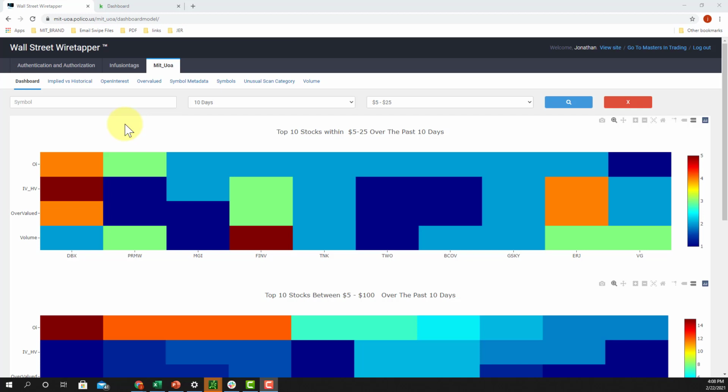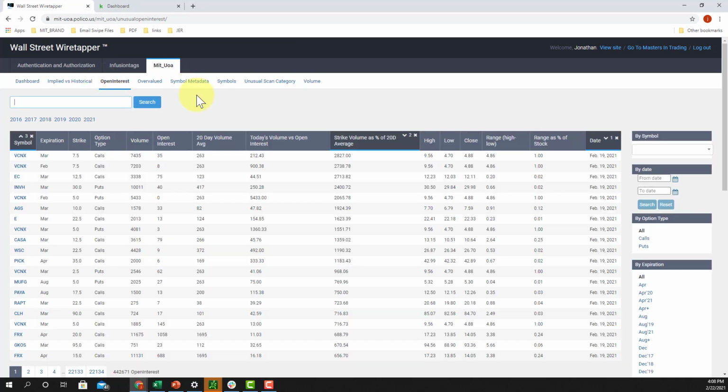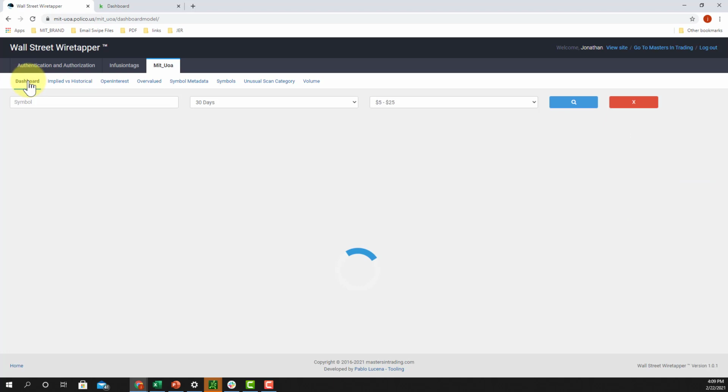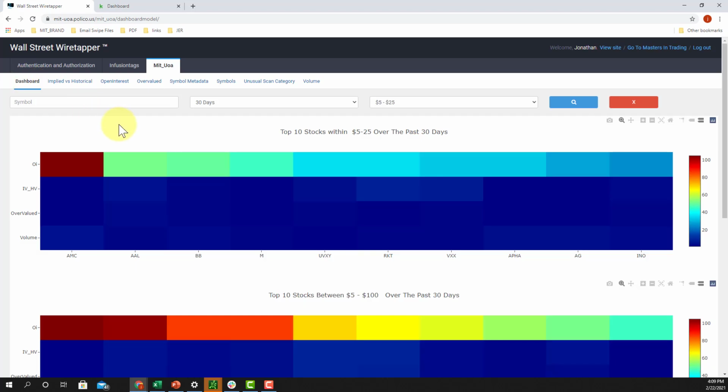We're going to go through the updated version of the Wall Street Wiretapper. This is an unusual option activity scanner that's being monitored by a neural network. In the past, before the dashboard was finished, we had a database. And this is how we've been using this tool for the last 6 months. It's been very effective, but it's been very time consuming to search. Now, we have that information all organized in a neat dashboard. So let me walk you through exactly how it works.